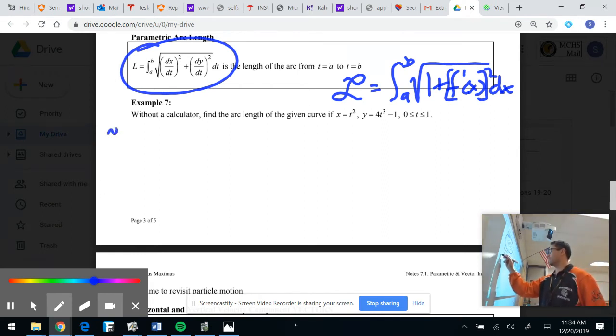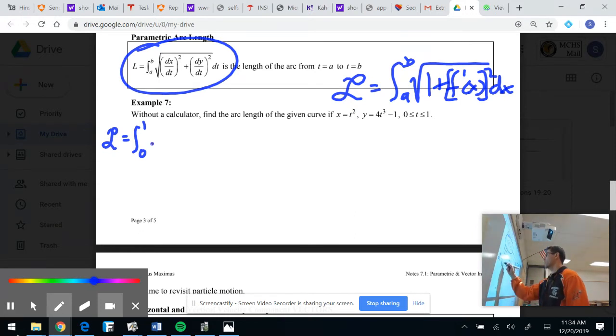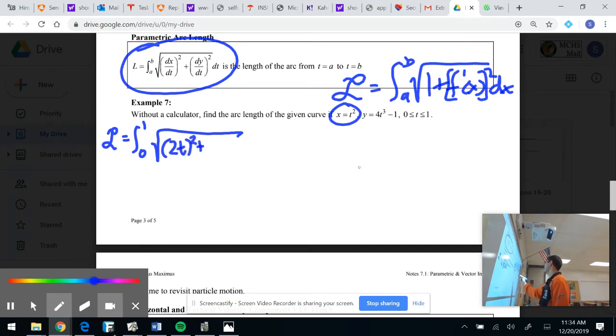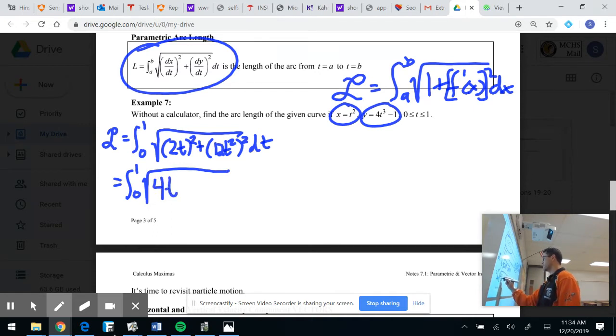So we got arc length, little fancy L, is equal to the integral from 0 to 1, the square root of dx/dt, which would be the derivative of that, which would just be 2t, and we're going to square that, plus dy/dt, which would be 12t squared, and we're going to square that, dt. Now it says to do this without a calculator. So we go from 0 to 1 of, let's simplify, I get 4t squared plus 144t to the 4th, dt.